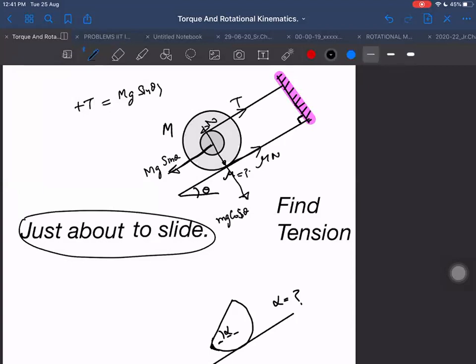Mu is not given. Mu is unknown, so it is mu into N. So there are two things I have to find, and I need one more equation now. I need the equation for the torque. So about which point should we take the torque?